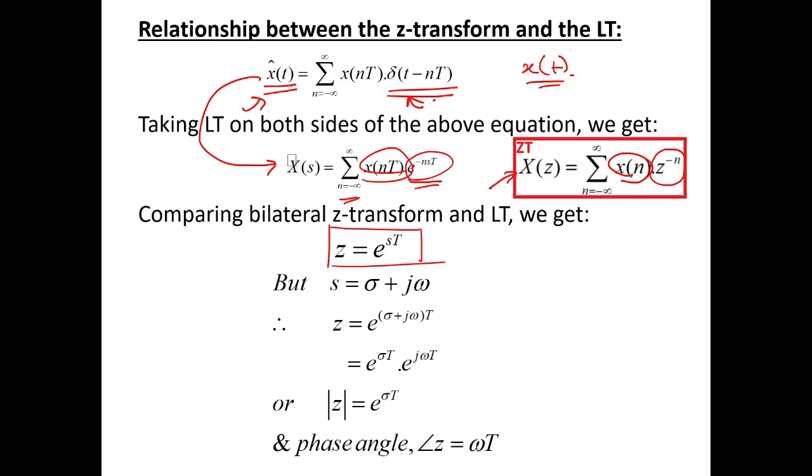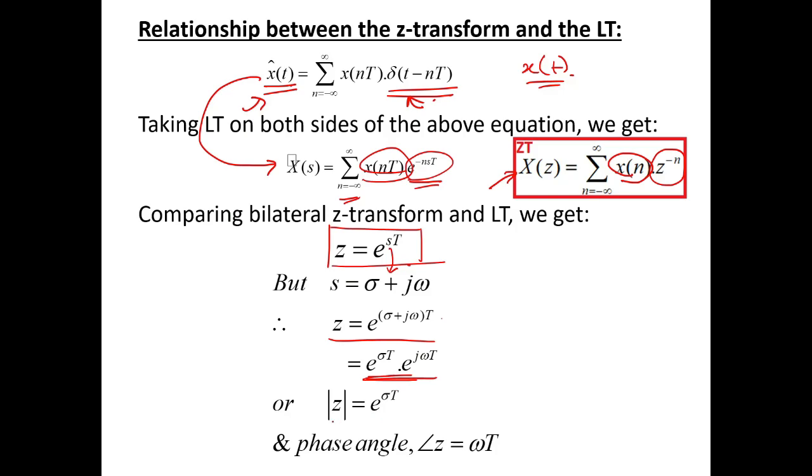We know that s is equal to sigma plus j omega. So we can put z equals e to the power of sigma plus j omega, multiplied by T, and then open this bracket.